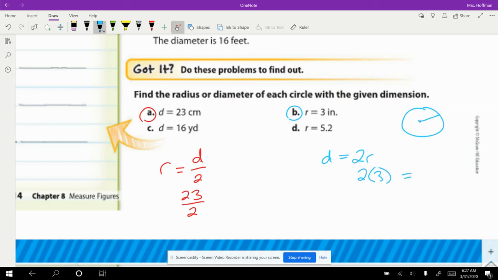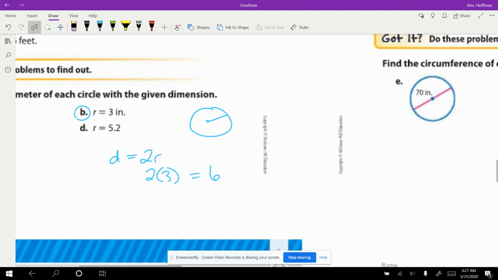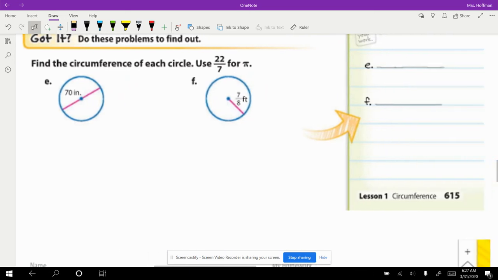And that's going to get you 6 centimeters for your letter B. Or 6. Go ahead and try the other 2. Pause this video and try the other 2. The next ones we're going to go across to find the circumference of each.